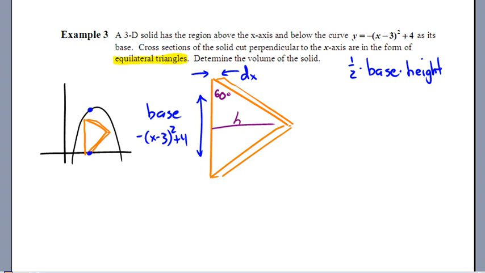What I could do is say, hey, this side right here, if it's equilateral, they're all the same length. This is also minus (x - 3)² plus 4. This is not the only way to do it, but I'm going to relate this hypotenuse in here to that height for the little triangle of cheese. And I can do that one.